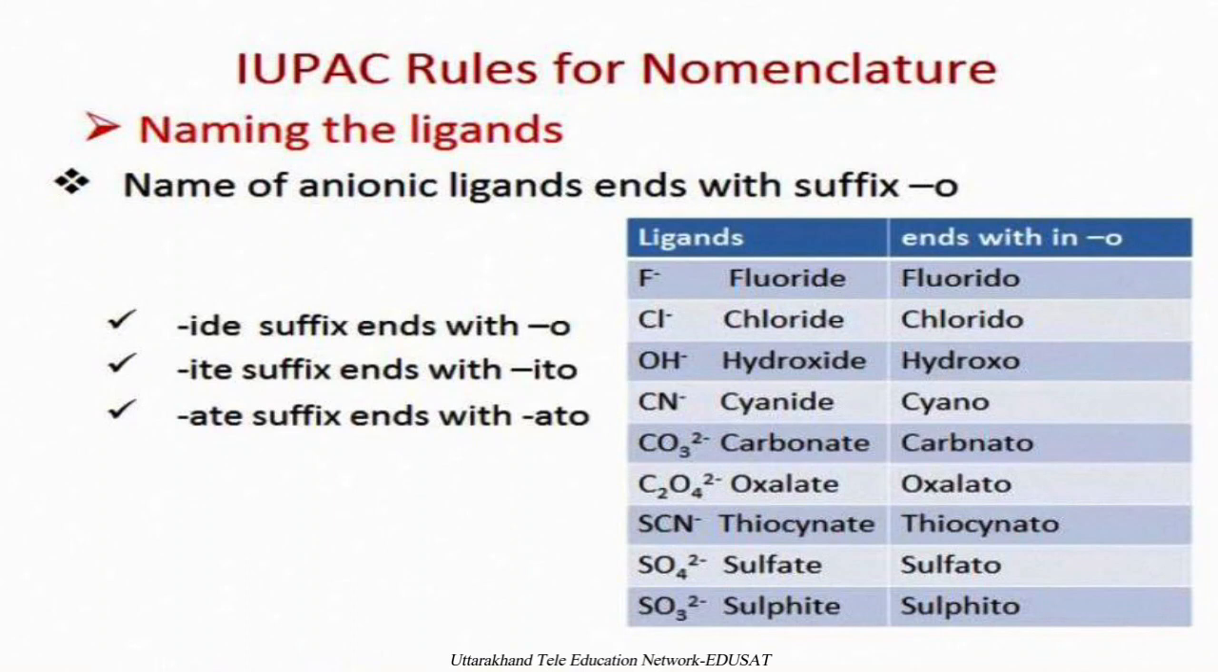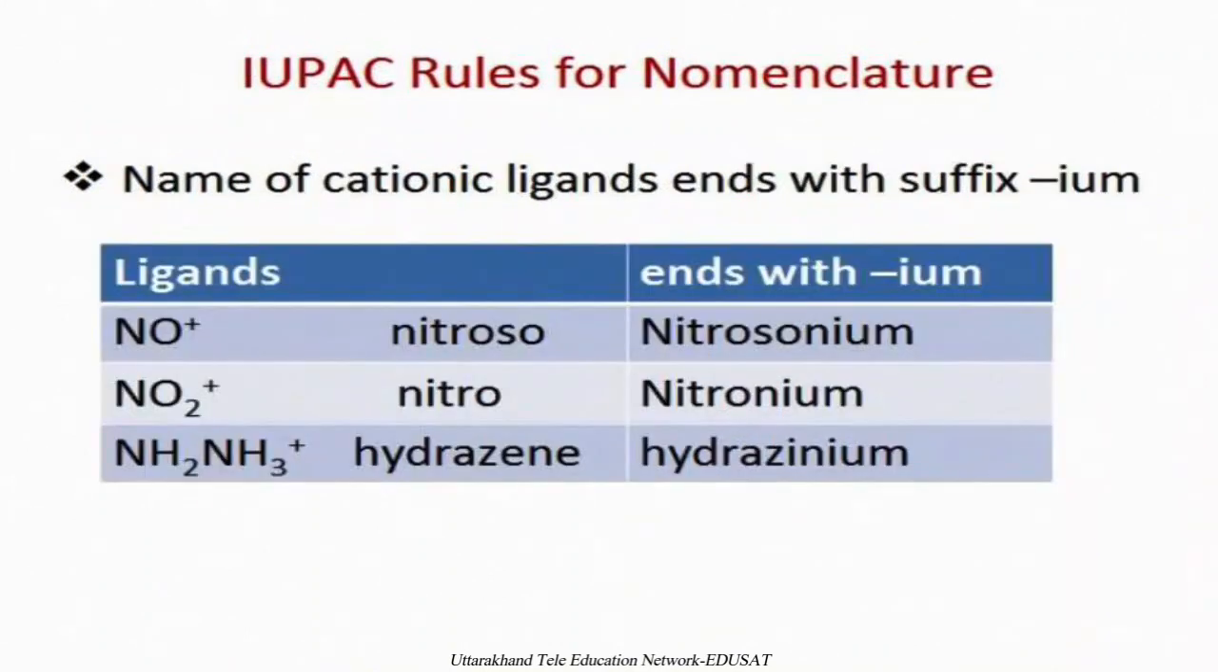Sulfate ends with the O, sulfato. Thiocyanate ends with thiocyanato. If we have oxalate, then it ends with oxalato. Now the name of a cationic ligand ends with the suffix -ium. For example, if we have nitroso, then nitrosonium. If we have nitro, it means nitronium. If we have hydrogen as a ligand, then it is named hydrogenium.